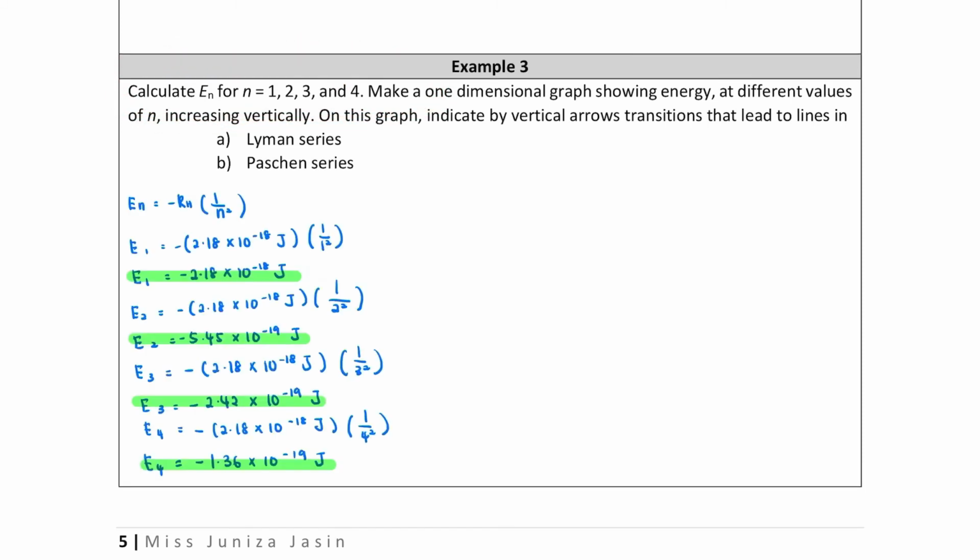To calculate the energy at a specific energy level, we need to use this formula, remember. Then just substitute n equal to 1. I get this value, which means the energy of the electron at n equal to 1 is this much. At n equal to 2, this is the energy of the electron, n equal to 3, this is the energy, n equal to 4, this is the energy. So that's settled for the first part.